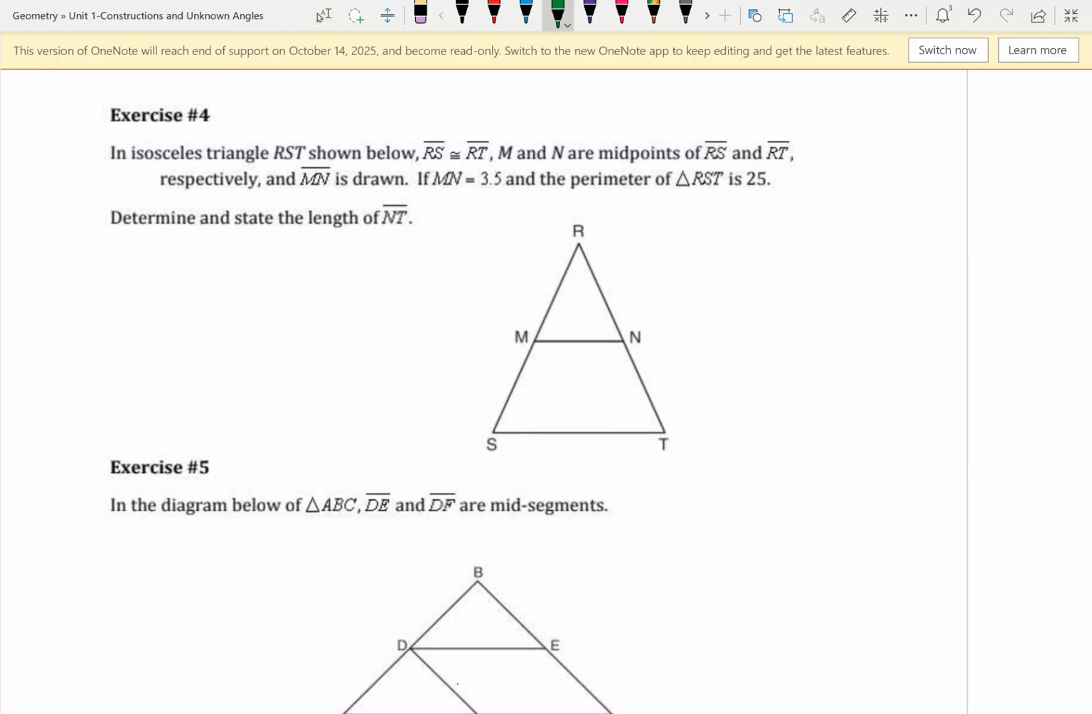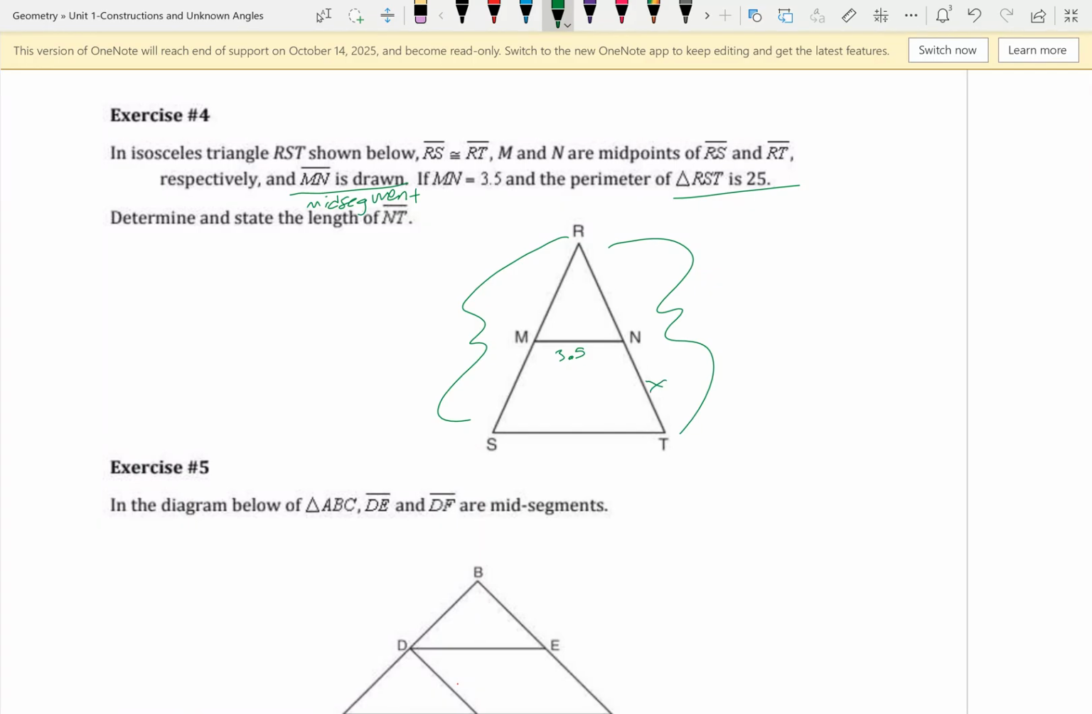In the isosceles triangle RST shown below, RS is the same as RT, or is equal to, right? The squiggle over just means congruent, but for our purposes, we are looking at equal. M and N are midpoints of RS and RT respectively, and MN is drawn. That tells us that MN is our midsegment. If MN is 3.5, and the perimeter of RST is 25, determine and state the length of NT.